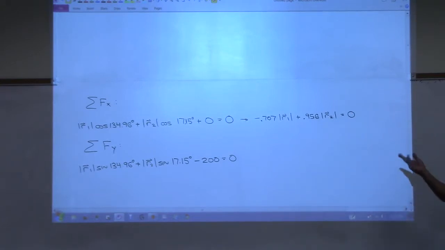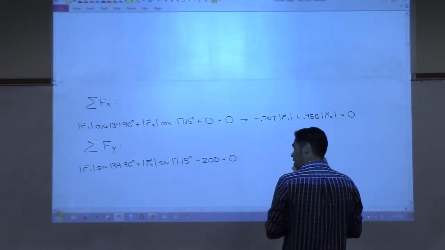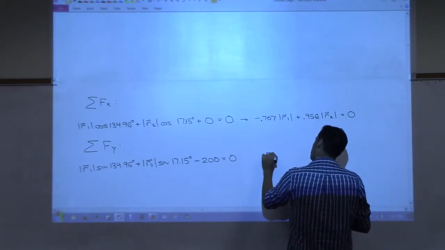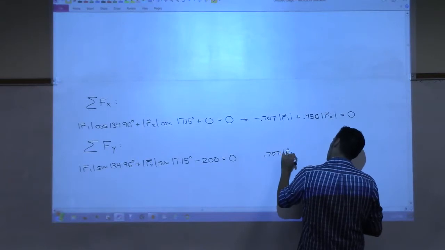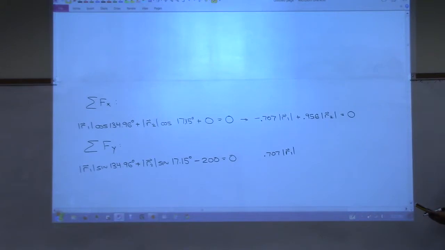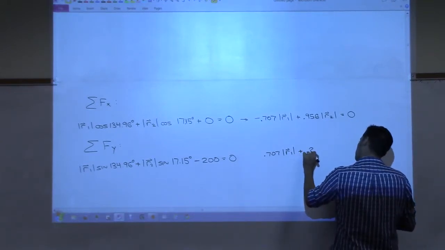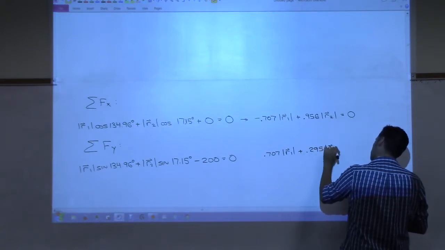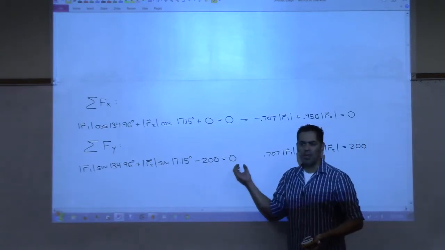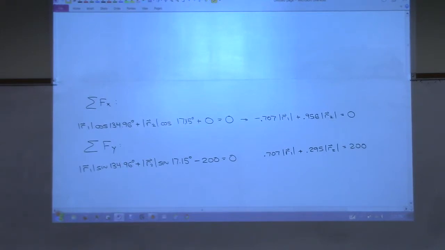And then I'm going to do the same thing, but now I'm going to do sine. So sine of 134.96, I'm going to get 0.707 magnitude of R1. And then sine of 17.15, I get plus 0.295 magnitude of R2 equals 200. So I went ahead and moved that 200 to the other side. There's my two equations with my two unknowns.